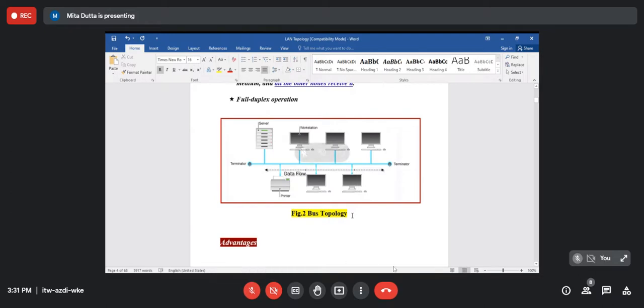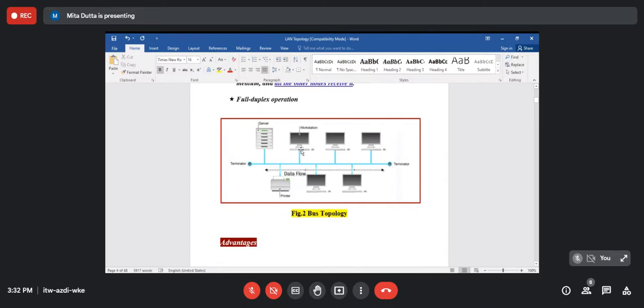So we have terminators at both ends of the main cable, and each workstation and server is joined to the network with the help of a network interface card and a cable.